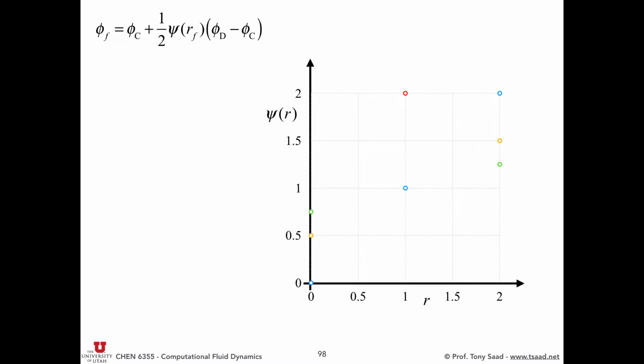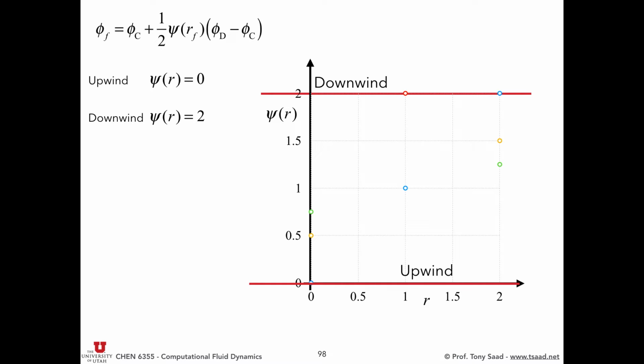So what is psi for the upwind scheme? 0, right? So on the psi-R diagram, this is what you get for upwind. Okay. What is psi for the downwind scheme? Remember, for the downwind scheme, phi f is equal to phi d, right? So if we set psi equal to 2, what happens? Phi c and minus phi c cancel out, you get phi d. So if psi is equal to 2, regardless of r, you get the downwind scheme. Look at these two boundaries. Now remember the NVD diagram. Upwind was a straight line, downwind too. So this is where we're headed.